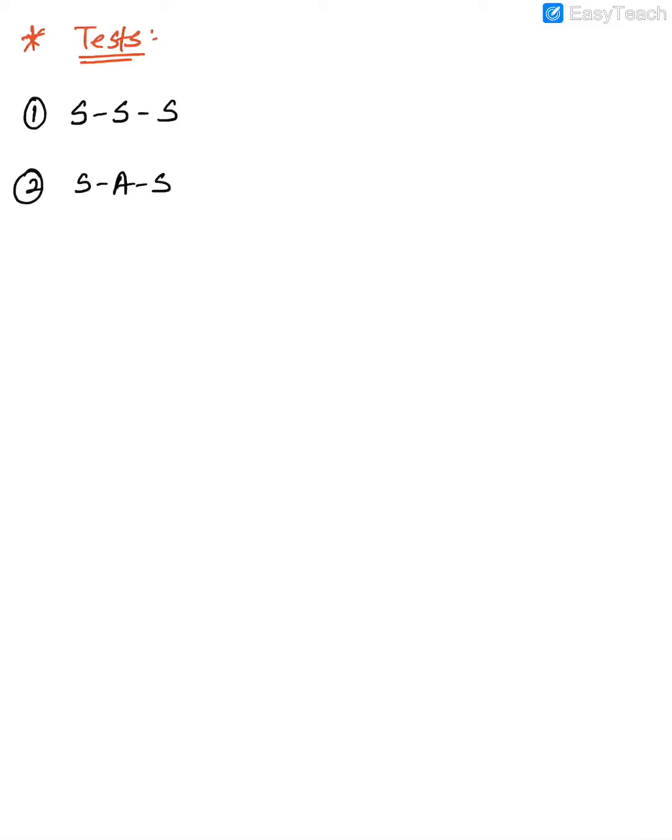SAS, what do you mean by SAS? Side, angle, side. But here the angle has to be in between. Like say for example, if I am considering this side and this side, then you can only consider the angle which I am marking here. You cannot consider any other two angles, remember. So the angle has to be in between the two sides.